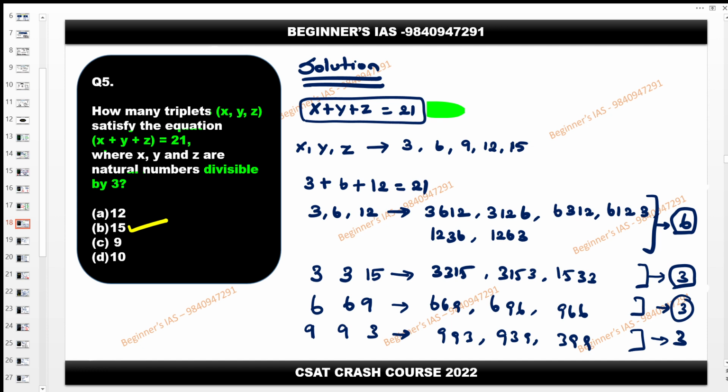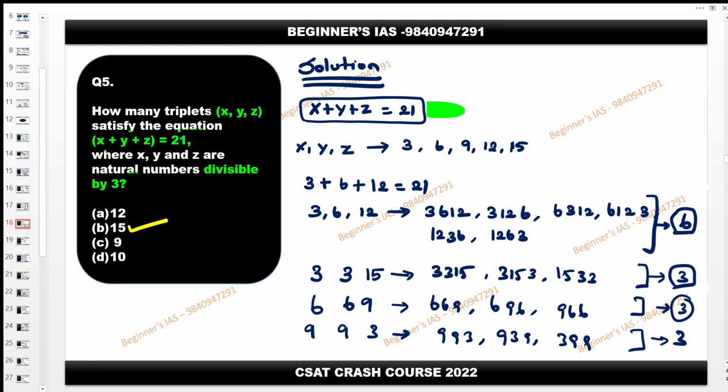I am raising a question: why not we take 18? 18 is also divisible by 3, right? So why am I stopping here at 15? Because then one number will be zero, and we can't take another number as zero.